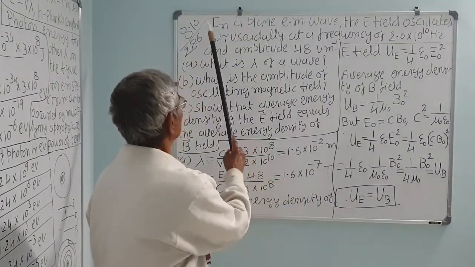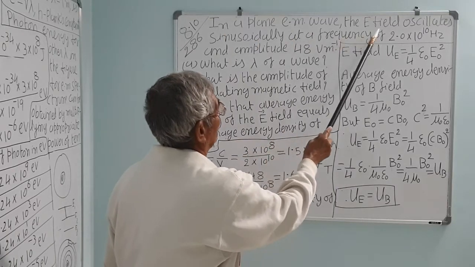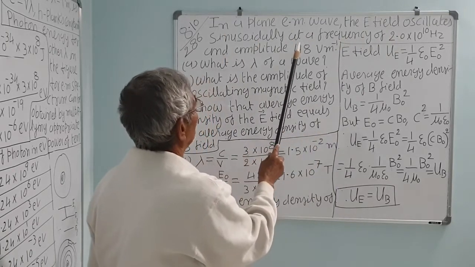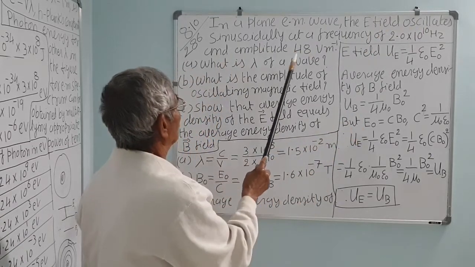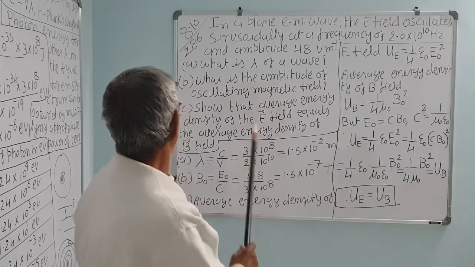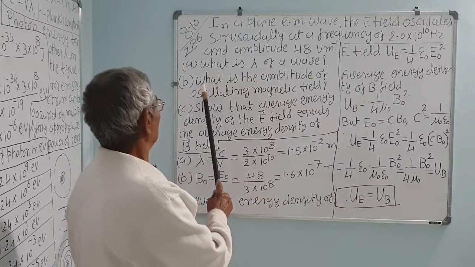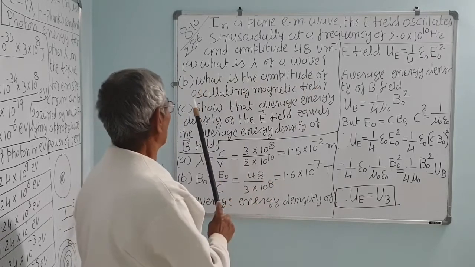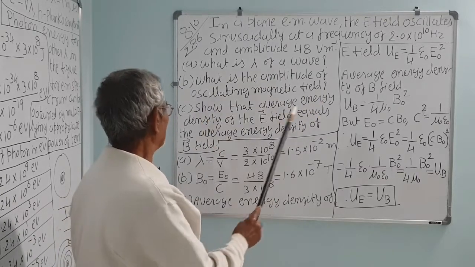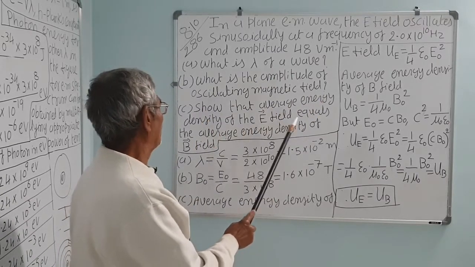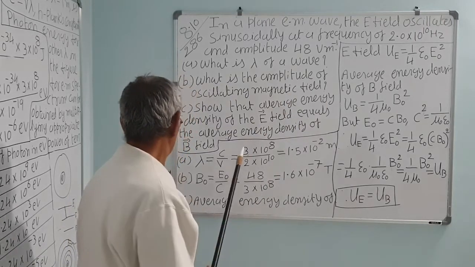Example 8.10. In a plane electromagnetic wave, the E field oscillates sinusoidally at a frequency of 2 into 10 raised to 10 Hertz and amplitude 48 volt per meter. Question: first, what is the wavelength of the wave? Second, what is the amplitude of the oscillating magnetic field? Third, show that the average energy density of the E field is equal to the average energy density of the B field. Let us see lambda.